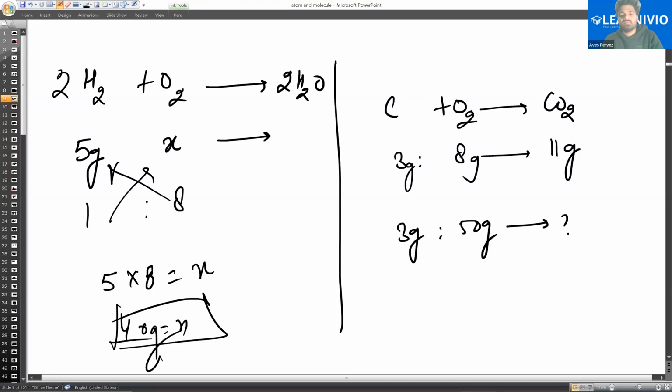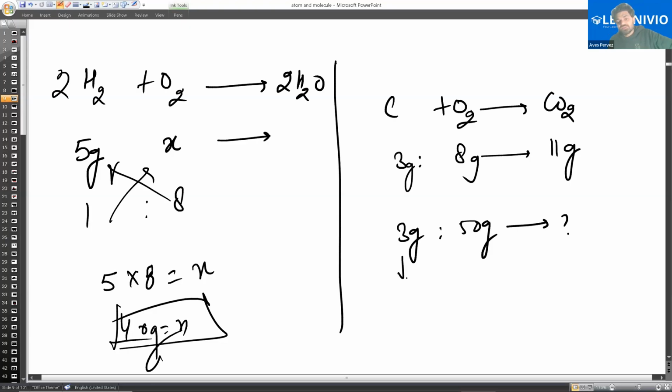So only 8 grams of oxygen will react, and the rest will be left. So I think only 11 grams of CO2 will be formed. Yes, very good. Only 11 grams of CO2 will be formed.